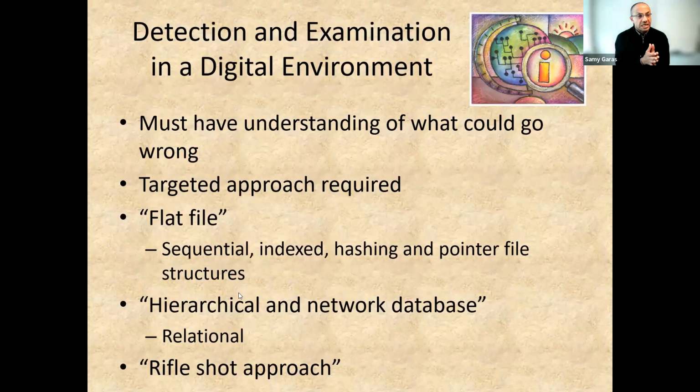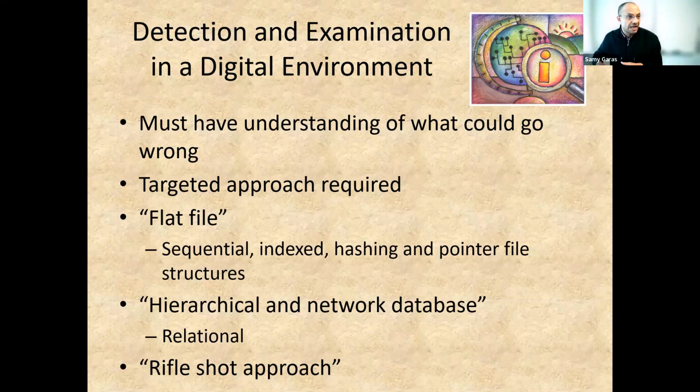Once we get the digital evidence, once we get the recovered file, we need to examine it. We must have an understanding of what could go wrong, and a targeted approach is required. Then we need to identify what kind of file it is. There are flat files, and there are hierarchical and network databases. The flat file, like an Excel file or Word file, Microsoft files, has a sequential, indexed, hashing or pointer file structure that has information on the file itself.